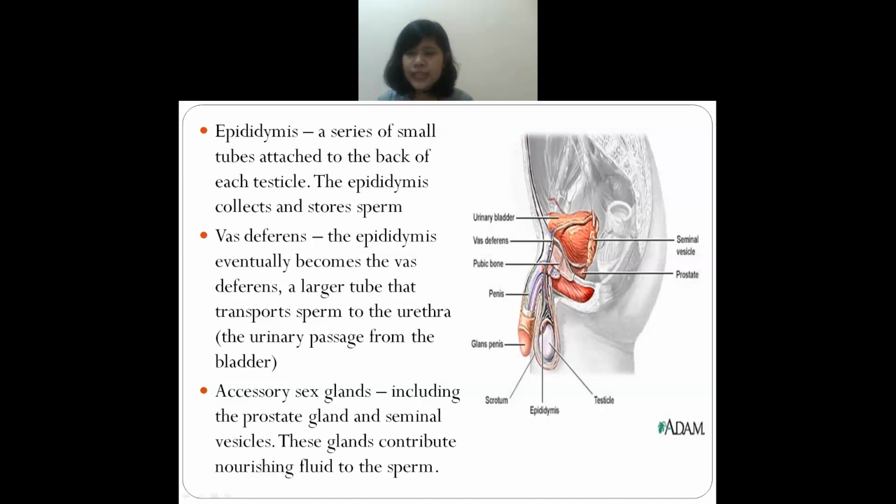And next is the accessory sex glands. So these two are the accessory sex glands: the seminal vesicle and the prostate gland. And what happens here in the seminal vesicle and prostate glands? They will nourish the sperm. Understand? They will make the sperm healthy, so that they can function properly and progress healthily.